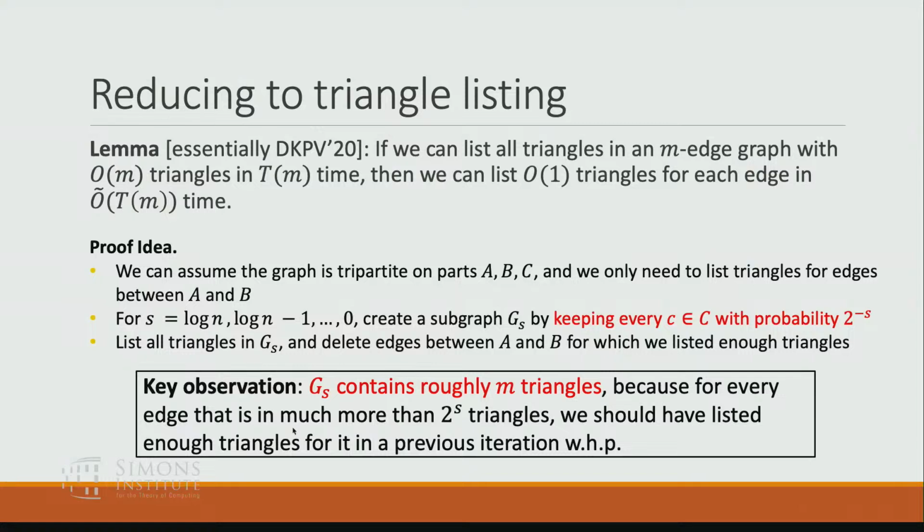Therefore, we can assume that in iteration s, all edges that are in much more than 2^s triangles are already deleted. For other edges that have less than 2^s times log m triangles, in expectation we only expect to see log m triangles containing them in this iteration. So summing over all these edges, the number of triangles overall in this graph should be on the order of m times log m, which is still roughly m.